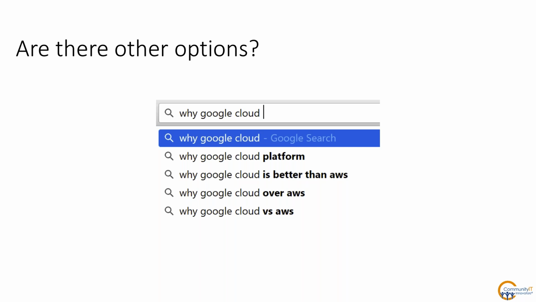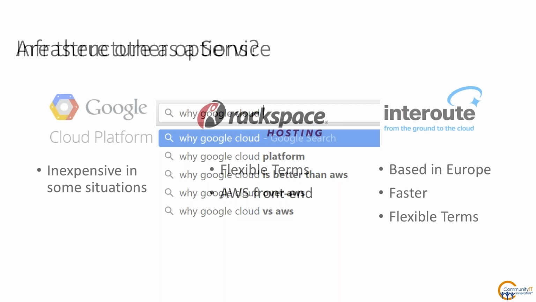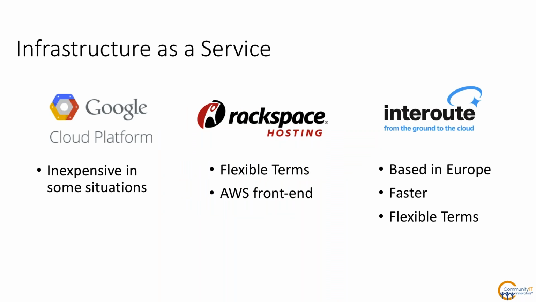So clearly, like I said before, AWS is the 800-pound gorilla that all of the other IaaS options are comparing themselves against. But let's try to answer this question. Why might you choose Google Cloud over AWS or Azure? So here are a couple different options. Let's start with the Google Cloud Platform.